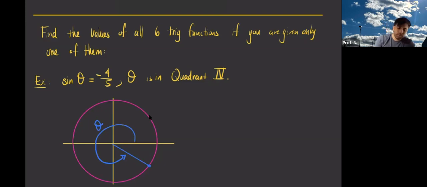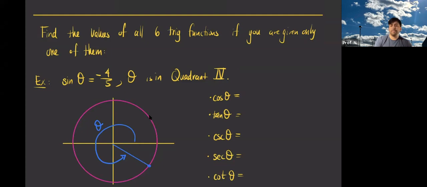I want to know what's cosine. I want to know what's tangent. I want to know cosecant. I want to know secant. And I want to know cotangent. What's the first one I can find immediately? Well, if I know sine, I know cosecant. It's just a reciprocal. So that one's quick, -5/4. But how do I find what cosine is?